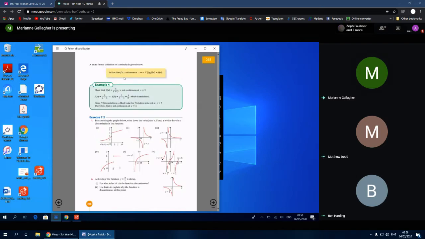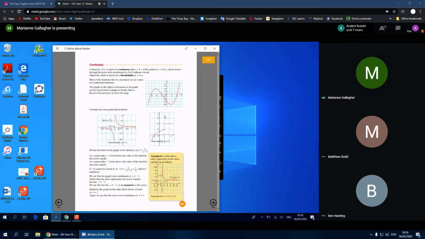So continuity: a function is continuous if the limit as x tends to a is equal to the function at a. If we look at this function here, the limit as I come from the left is equal to 1, so I can say that might be continuous, but the limit as I come from the right is equal to 2, which does not equal f of x. So f of 1 is equal to 1.